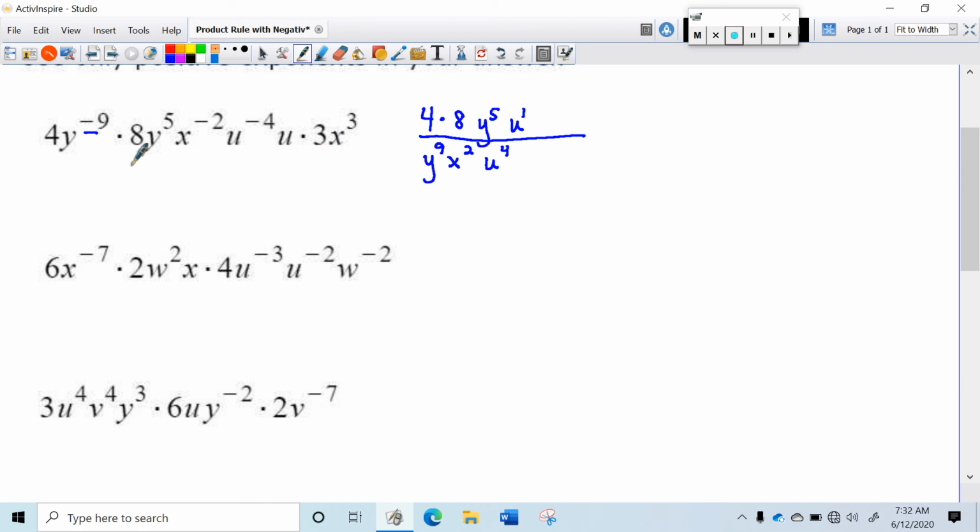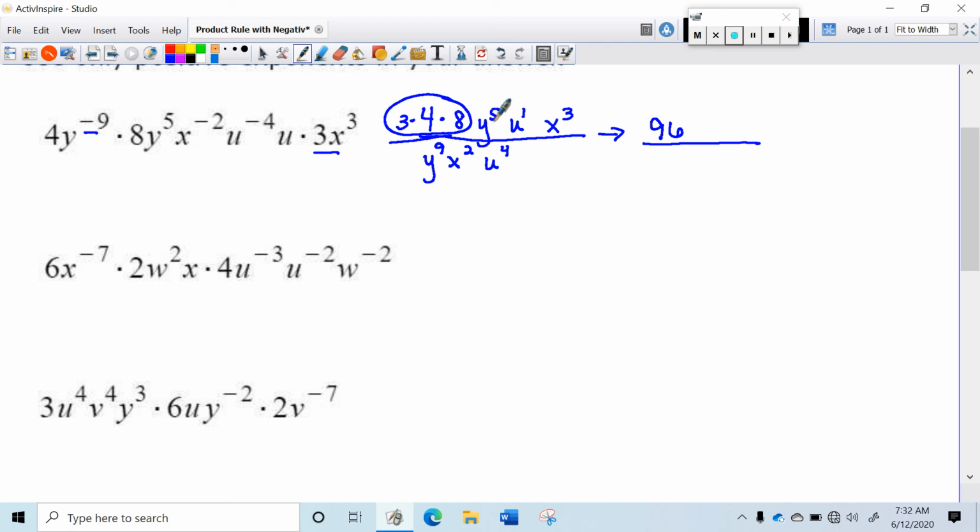Okay, that's that term. The next term, this 3, I'm going to squeeze it out front because I like to have my numbers totally out front. And then x cubed, that's a positive exponent, so it's going to stay in the top. Figuring out the numerical portion first: 3 times 4 times 8, that's 12 times 8, which is 96.